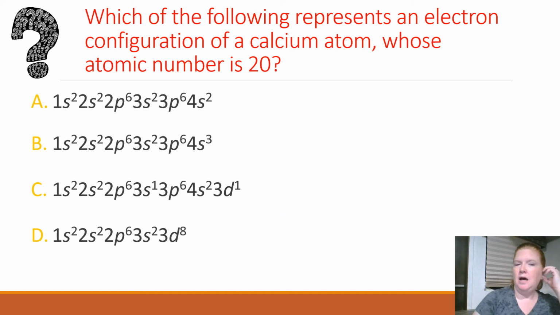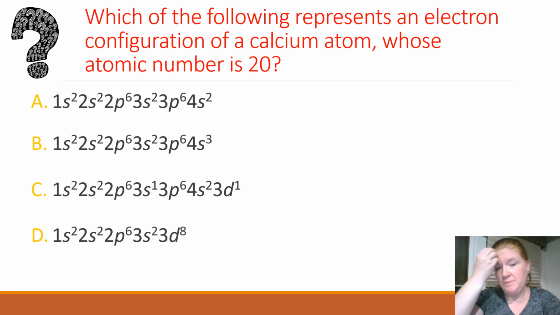And which of the following represents an electron configuration of a calcium atom whose atomic number is 20? So what you should do is add up these numbers. So 2 plus 2 is 4, plus 6 is 10, plus 2 is 12, plus 6, 18, 19, 20. So that's 20 electrons. Let's check this one. 4, 10, 12, 18, 21. All right, I'm going to keep adding and check and see the representation. So look here, this is 4, 10, 11, 12, 13, 14. This is also 20, but why is this wrong?